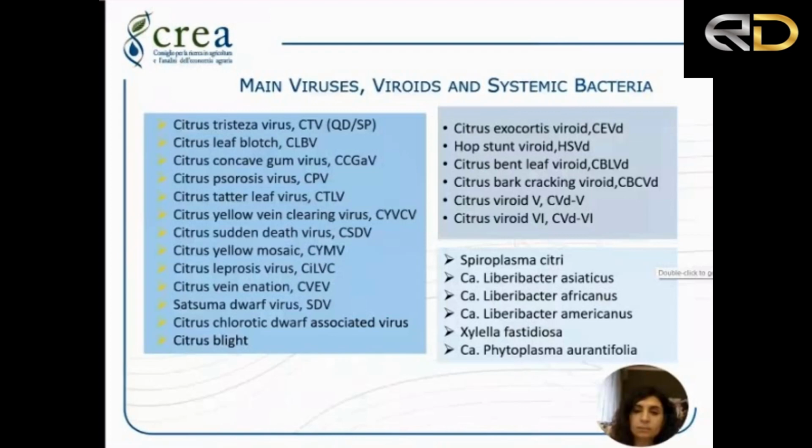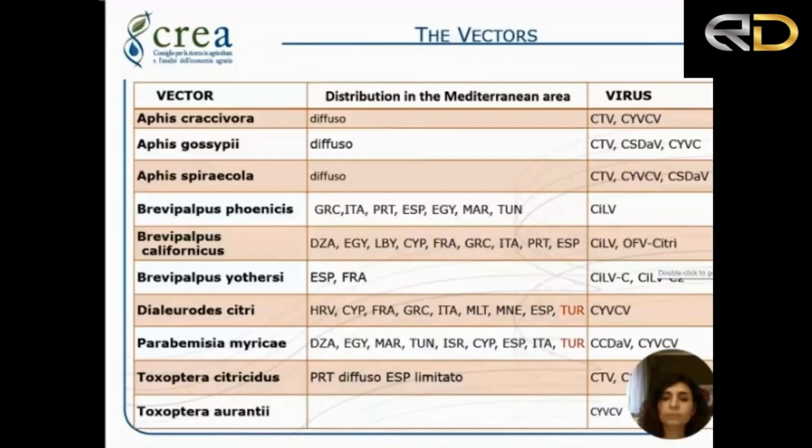This is a list of the main viruses, viroids, and systemic bacteria, which spread differently. But we have to know that there are also a large number of diseases whose agents have not yet been identified. It should also be added that there are multiple vectors that are differently diffused in the Mediterranean area and that transmit different pathogens. Most of them are aphids, but we can also have cicadellids and other insects. The possibility to eradicate a disease is very limited when the pathogen is transmitted by an insect vector, and this is the case of the most important citrus diseases.